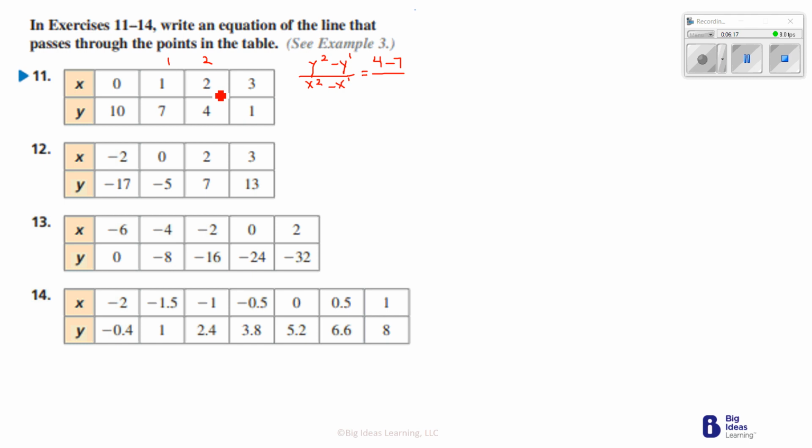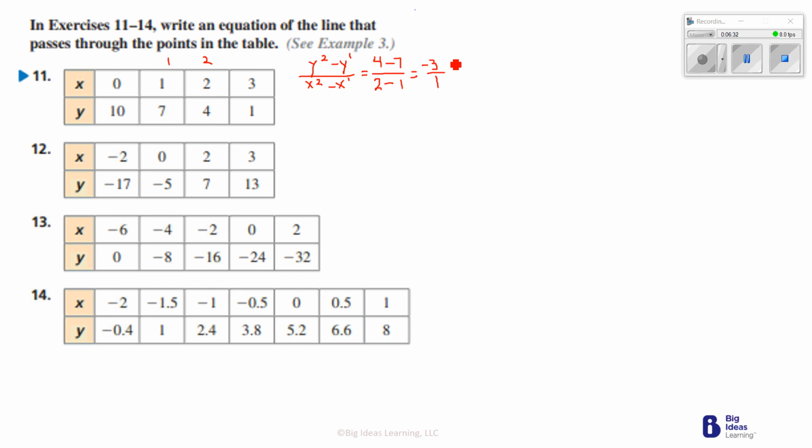And then over here, I'd have for my x2, and x1 would be 1. This is going to give me a negative 3 over 1. All right, that's my slope.